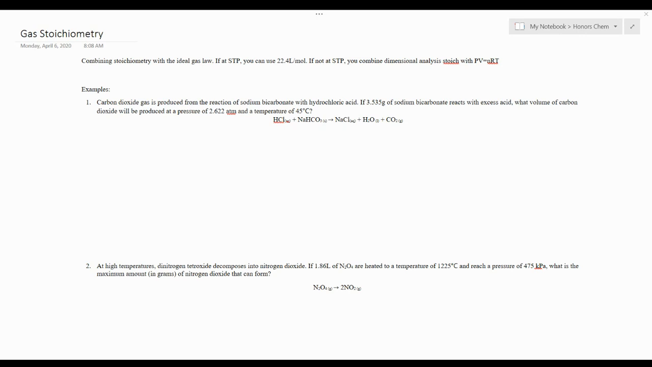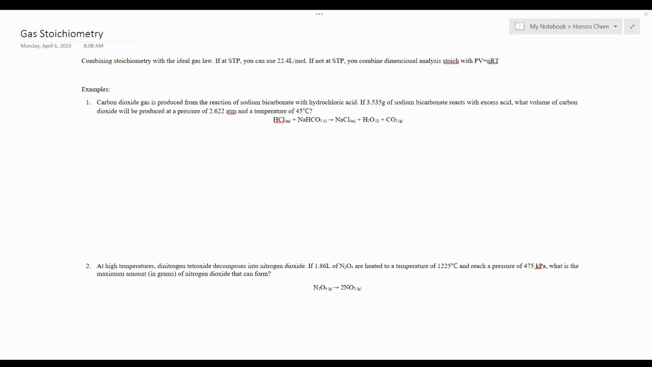That still works if you're at STP. So when we do the ALEKS assignment, first 3 or 4 problems, you can use 22.4 liters per mole. That's still allowed. But if you're not at STP, this value no longer applies. What we can do instead is use stoichiometry to find moles, which would be n, and then we can use the ideal gas law.